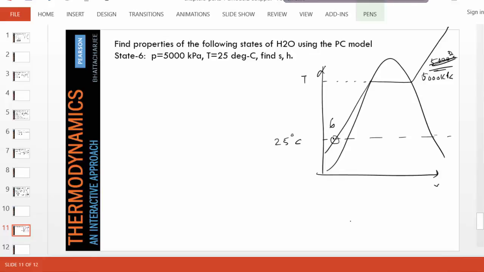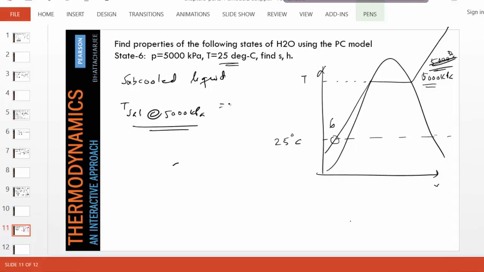Is that clear how we figured out that we have subcooled liquid? Basically, think about it, it's room temperature water at high pressure. If you pressurize water, it will still remain water. So it's subcooled liquid. But if you really want to figure that out, the methodical way is to find T sat at 5000 kPa, and that's going to tell you the temperature is way high, at least 200-300 degrees Celsius. Okay, so we now detected where the state is, and the question is find S and H.